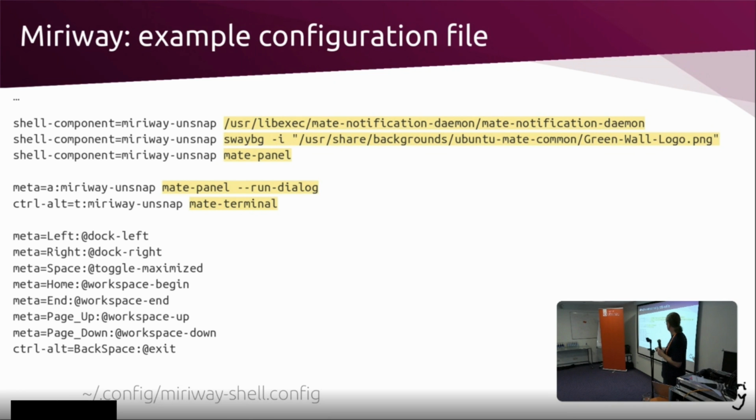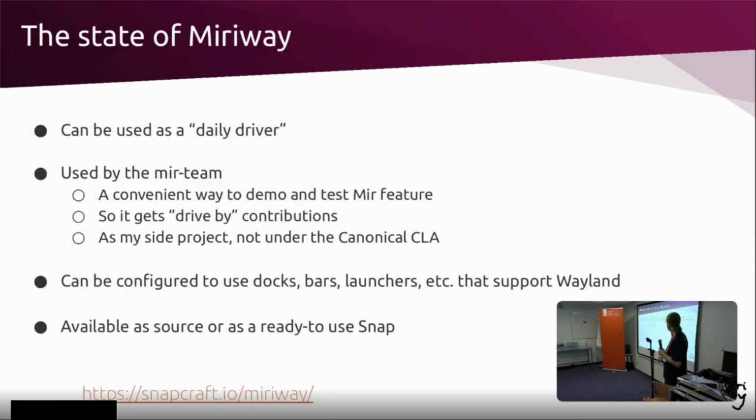The next bit is putting some shortcuts around. So Meta plus A will launch the Mate panel with the run dialog in this case. Control Alt and T will run Mate terminal. There's also configuration for things like docking applications to the left or to the right, maximizing them, moving to the first workspace, moving to the next workspace, and exiting the program. That's all configurable.